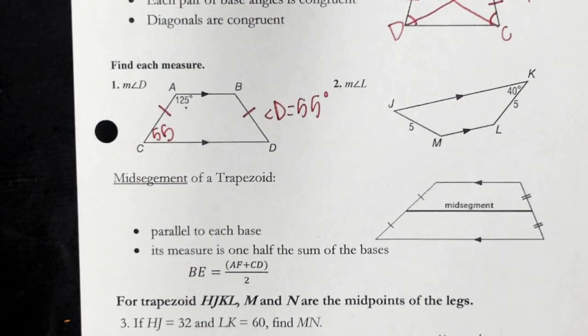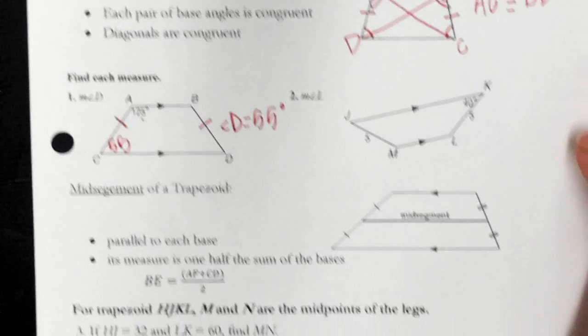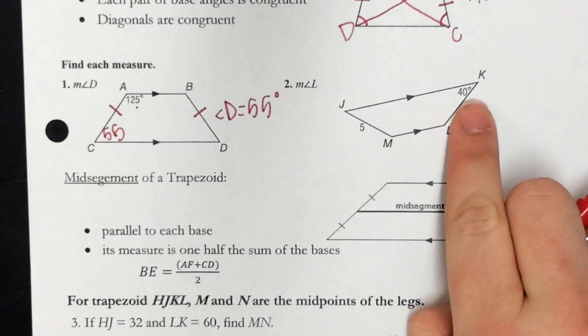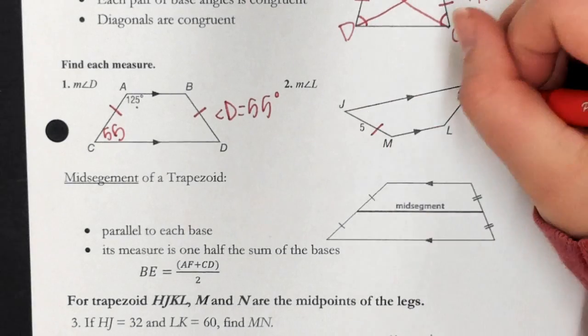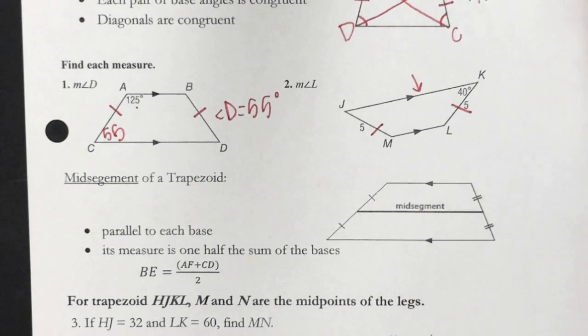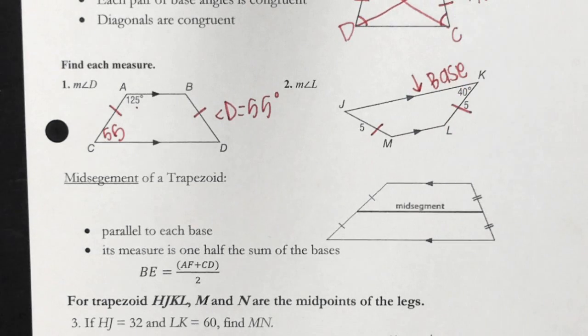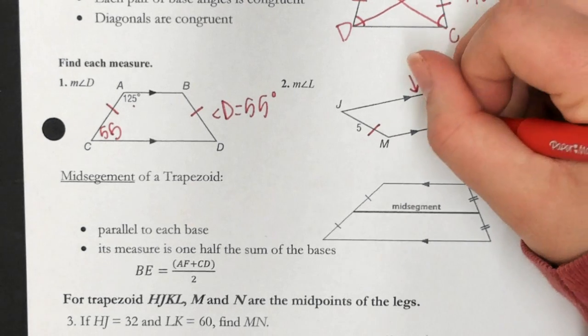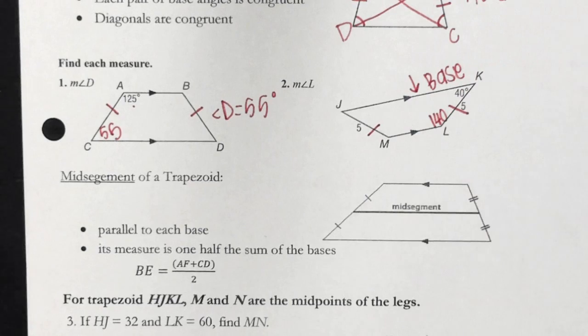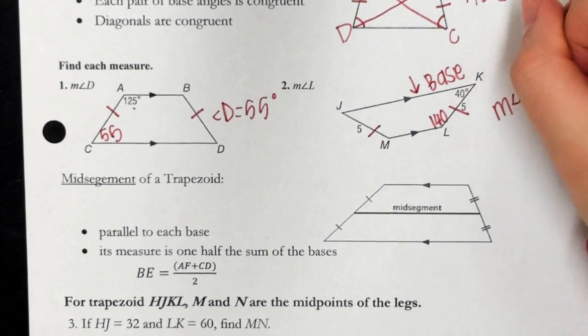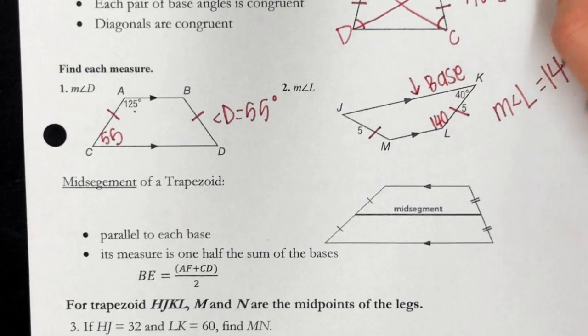All right, number 2. Now, I do know that it's isosceles because that told me that 5 and 5. So these are the legs. What is this called right here? Base. What am I finding? I'm finding angle L. Well, that's 40, so this has to be 140 because they have to equal 180. So the measure of angle L is 140.